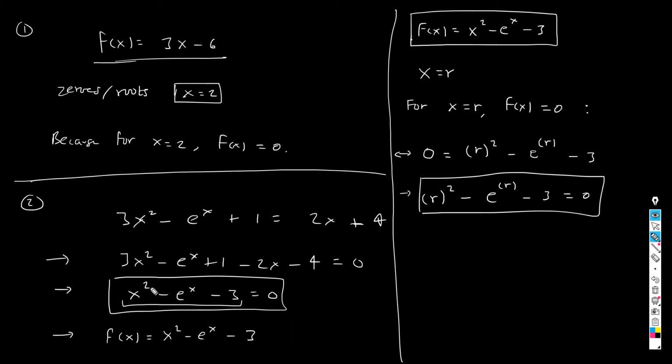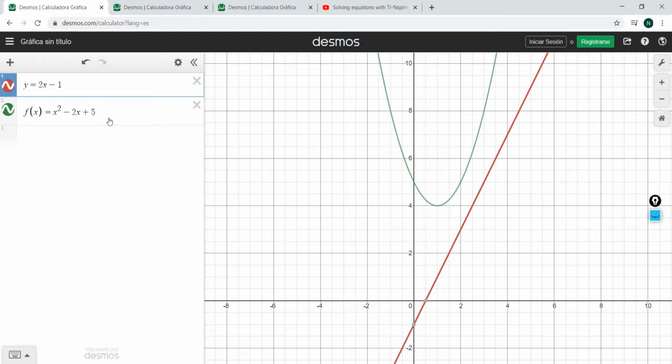Okay, by having this equation and creating a function out of one of its expressions, in this case the left side, then by getting the roots or the zeros of this function, those roots and those zeros will be the solutions to this equation. Okay, that's basically the whole point. Now let's actually see what the zeros are for this equation. We have this function f of x equals x squared minus e to the x minus 3. Let's memorize that, please, and let's go to Desmos.